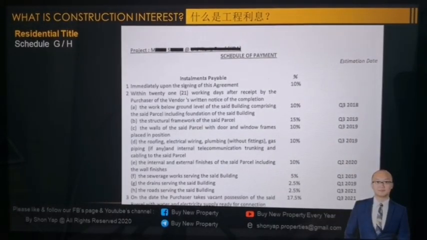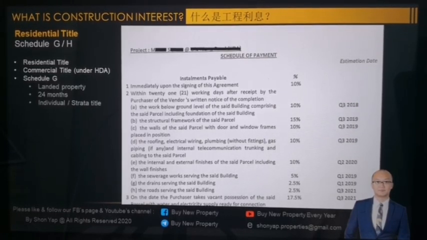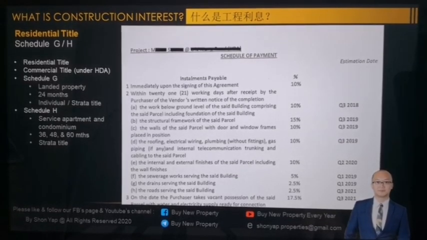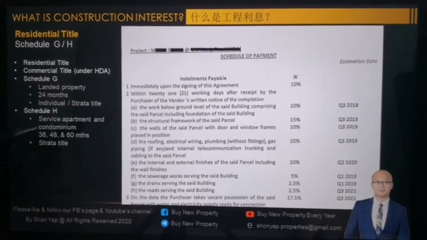Okay, this is the payment schedule we have all seen from all the projects. Even the agents or some buyers and investors will ask for this also. Schedule G or Schedule H will be the residential title unit, and maybe the commercial title under HDA. Landed property is 24 months or 36 months. Schedule H, as I mentioned just now, is a 3-year, 4-year or 5-year project, as you can see here.